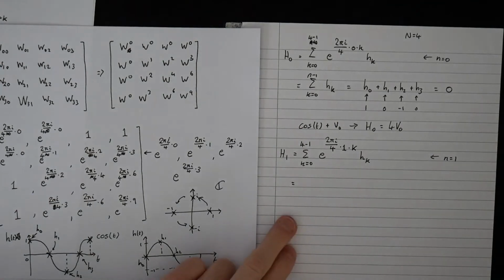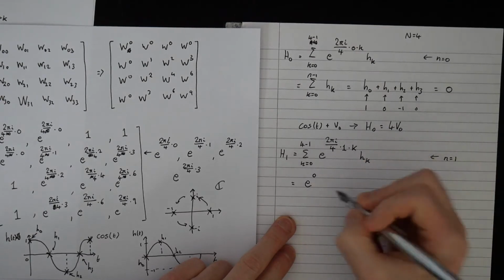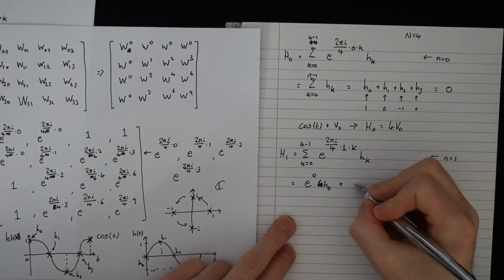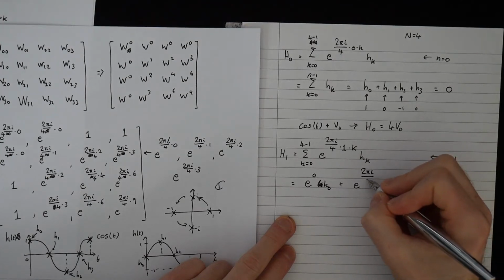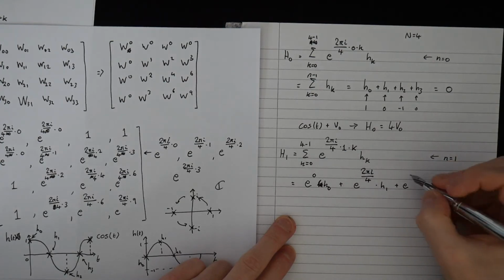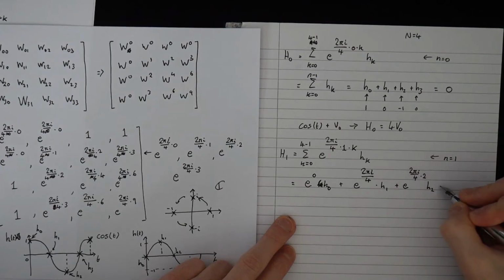So let's just write out the sum. For k is 0, we have e to the 0 h0. For k is 1, we have e to the 2 pi i over 4 times h1, plus e to the 2 pi i over 4 times 2 h2, plus e to the 2 pi i over 4 times 3 h3.